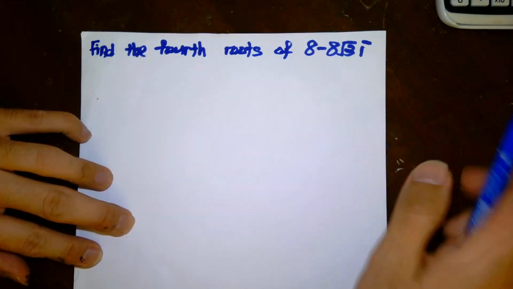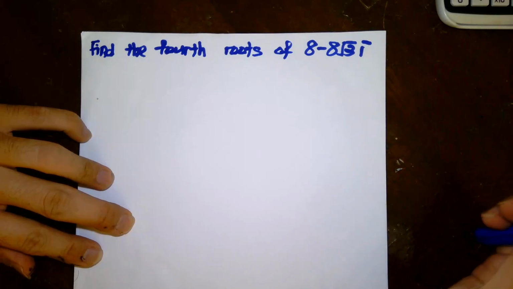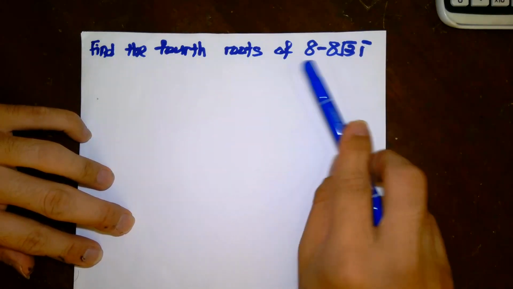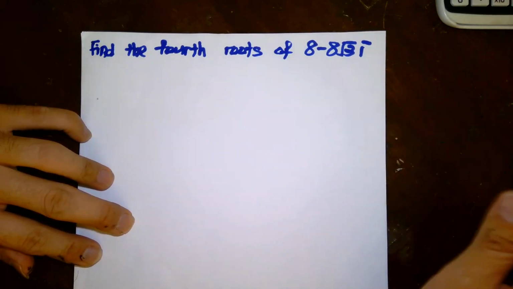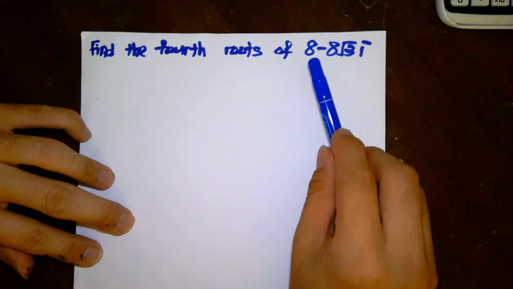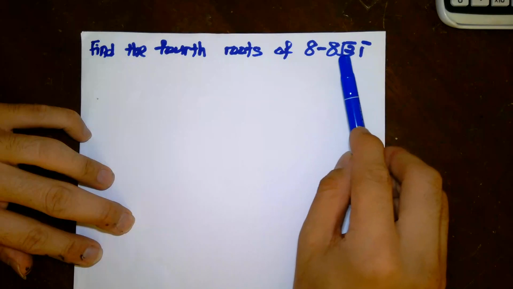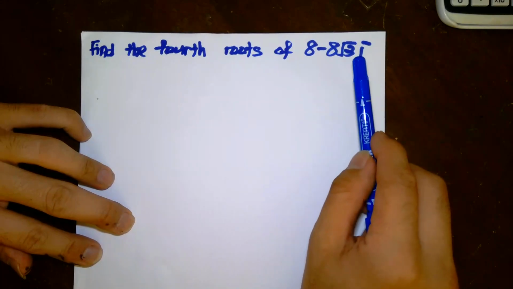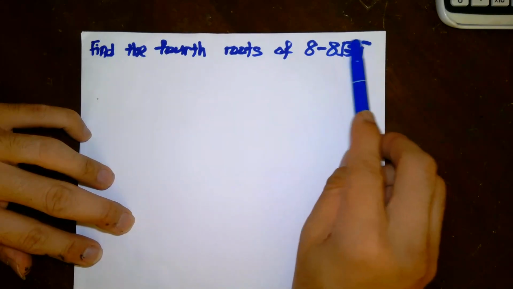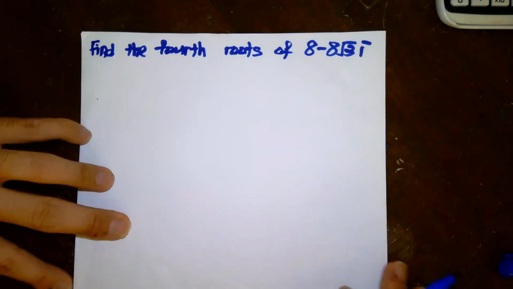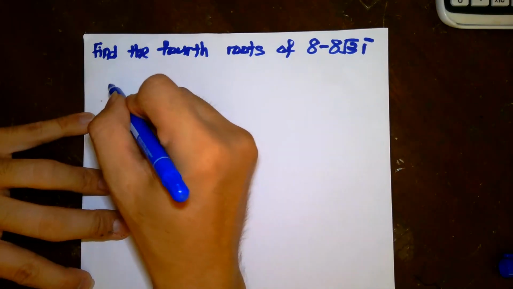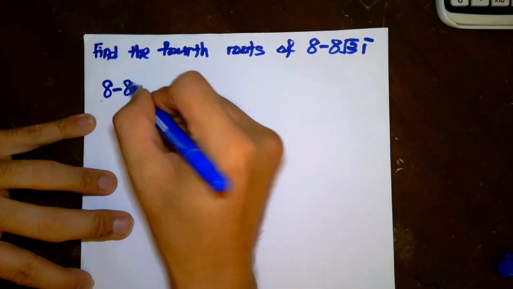Hi, in this video, Mr. Tan is going to teach you how to find the fourth roots of this complex number. To find the fourth roots, at first I want to apply the n roots method. In order to apply the n roots method, I have to rewrite this in polar form.